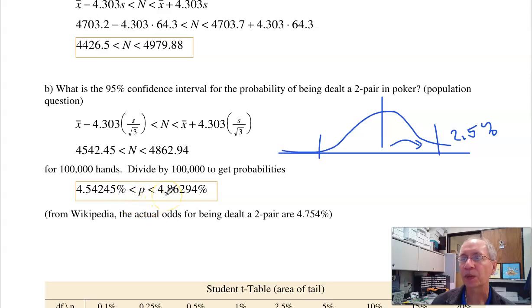With this data, I don't really know what the actual probability is of getting 2-pair in poker, but I can estimate it using a t-distribution. And as a sidelight, if you go to Wikipedia, poker's been analyzed to death. The actual odds of getting a 2-pair is 4.754%, which, not surprisingly, is in this interval. So that's the t-test.